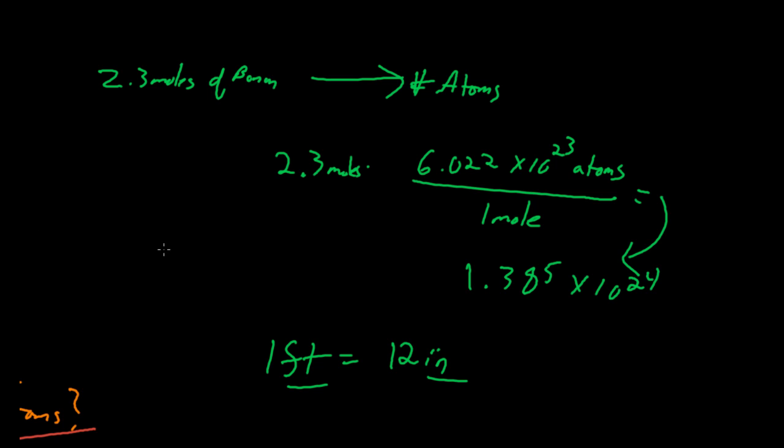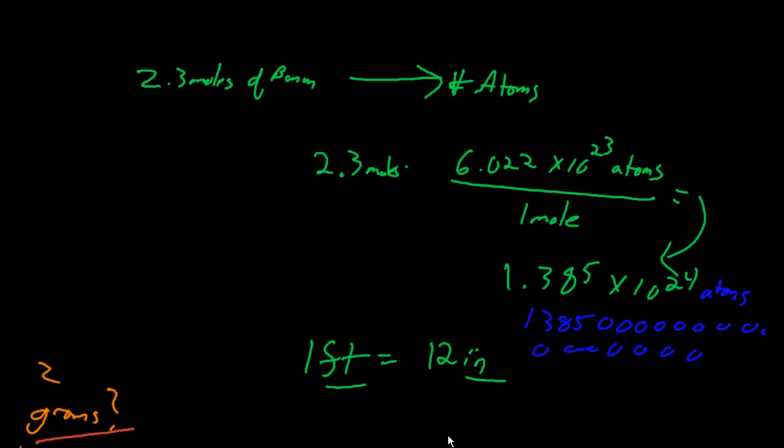So that's the number, let me change colors here. Excuse me. So that's 1385 with 24 zeros after it. 1, 2, 3, 4, 5, 6, 7. As I said before, this is a huge number, all the way up to 24. But we can just represent this huge number of atoms. This is of atoms, by the way. 1.385 times 10 to the 24th atoms. This is the same thing as having 2.3 moles of that substance, which in this case was boron.